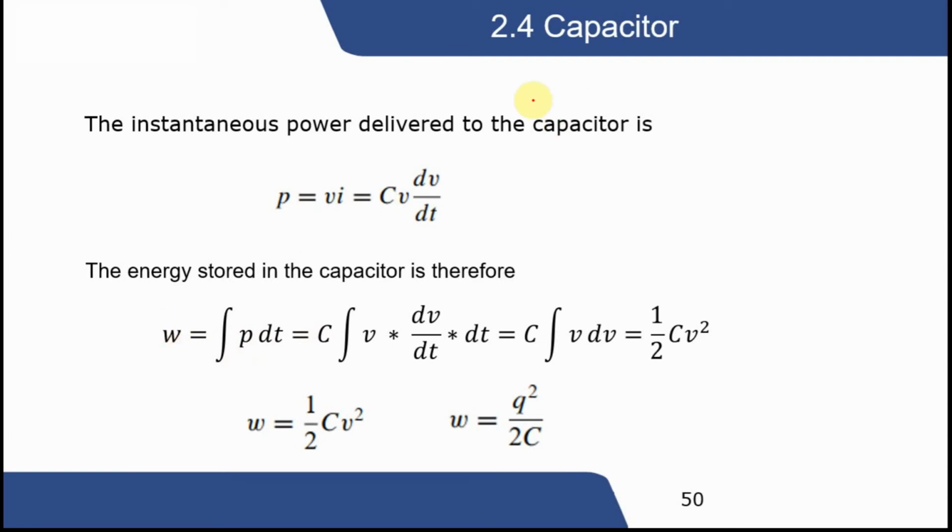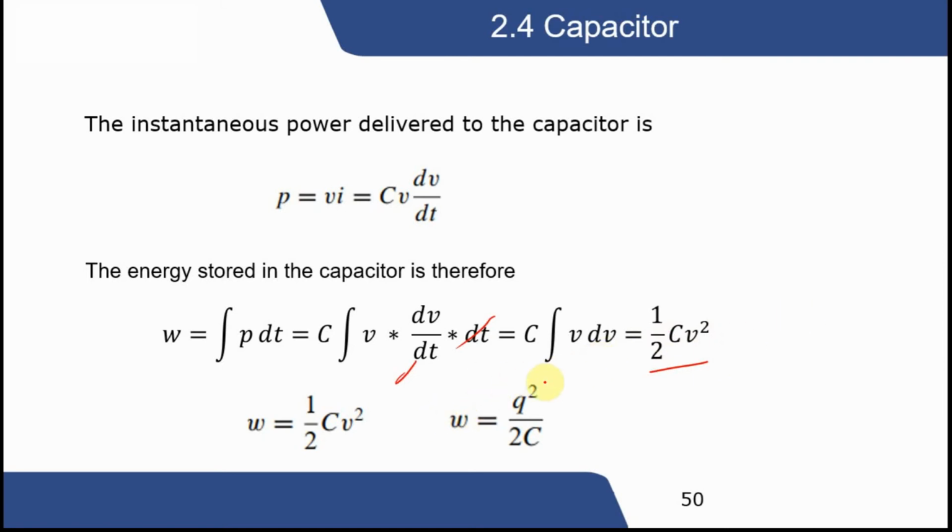So we have C V dV by dt as P. C is a constant, we put it outside. dt and dt cancel, so this remains dV. So we can say C integral of V dV, and we know the integral of V is V square upon 2. So we can say 1 upon 2 CV square. The energy stored by the capacitor is half CV square.